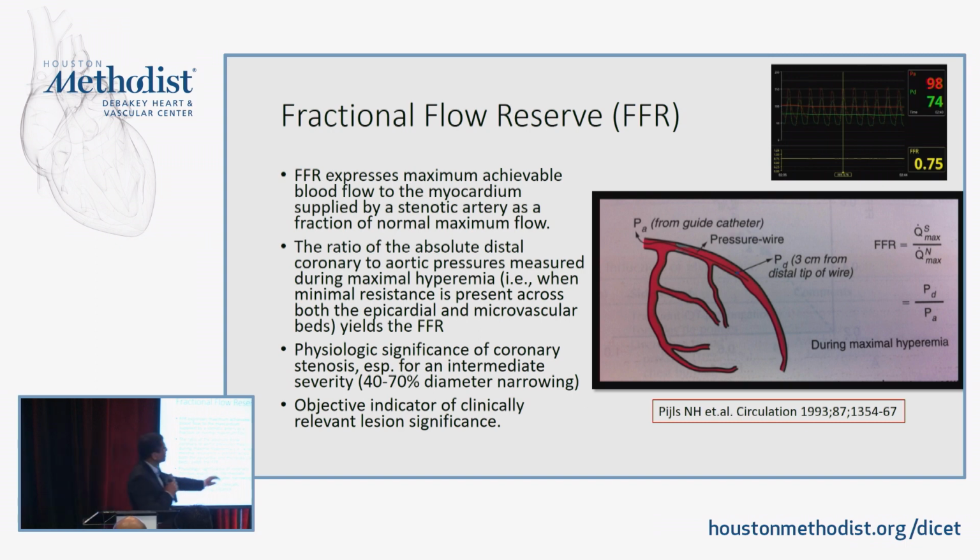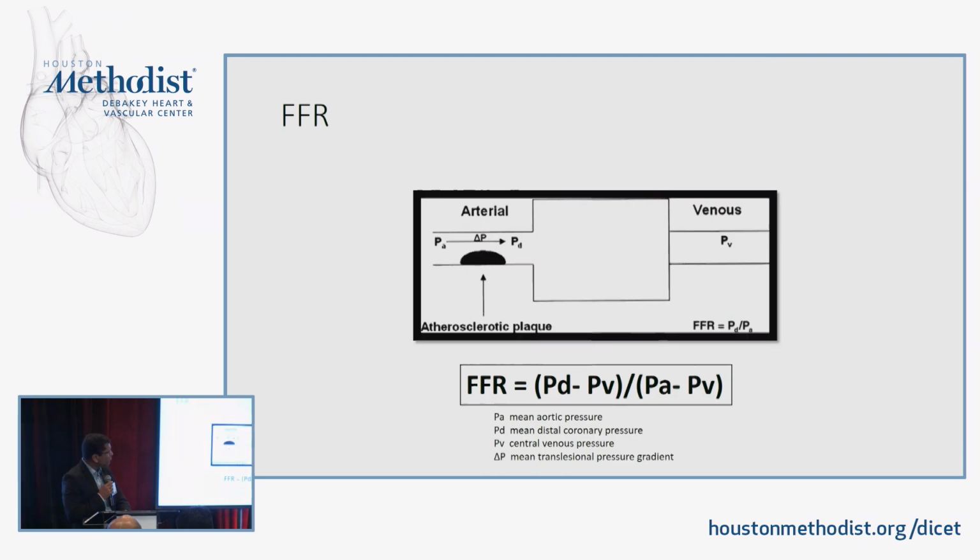FFR is a pressure-derived measurement. It's a ratio of distal pressure to aortic pressure at peak maximum hyperemia. And the ratio at peak maximum hyperemia assumes that the resistance through the vessel is constant and minimum. A ratio of less than 0.80 is associated with ischemia.